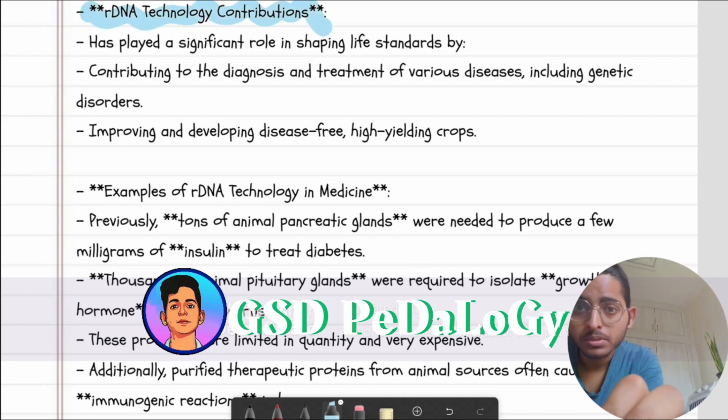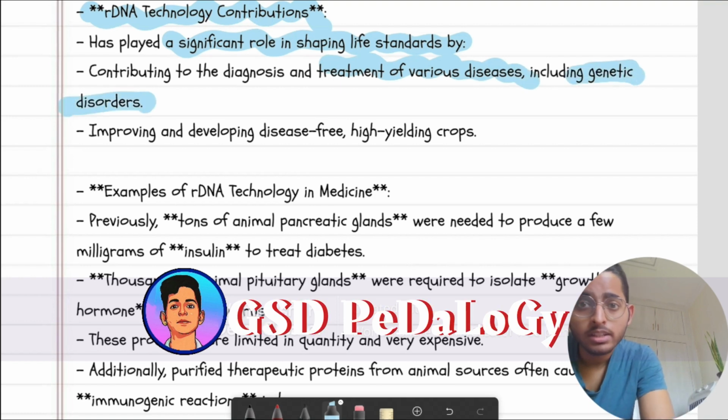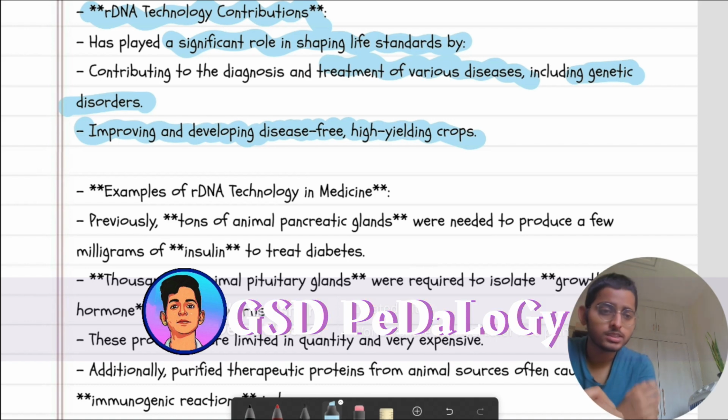rDNA technology has played a significant role in shaping our life standards. For example, various genetic disorders are treated with the help of rDNA technology. It has contributed to improving and developing disease-free, high-yielding crops. Have you ever heard about the term HYV seeds? I remember in high school, in class ninth, we studied in social sciences HYV seeds, which are high-yielding variety seeds. And this is an example of a purely biotechnological application.